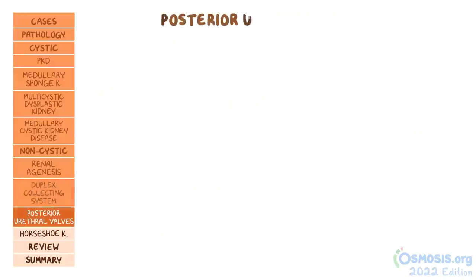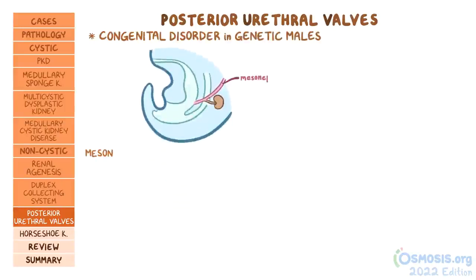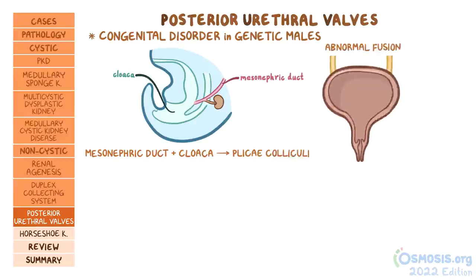Moving on to posterior urethral valves, or PUV, which is a congenital disorder in genetic males. Normally, the mesonephric duct fuses with the cloaca, leaving behind the remnants of this process called plicae colliculi. But in posterior urethral valves, there's an abnormal fusion of the mesonephric duct and cloaca, which leads to the formation of membranous folds, or flaps of tissue. These membranous folds obstruct the posterior urethra and cause bladder outlet obstruction.